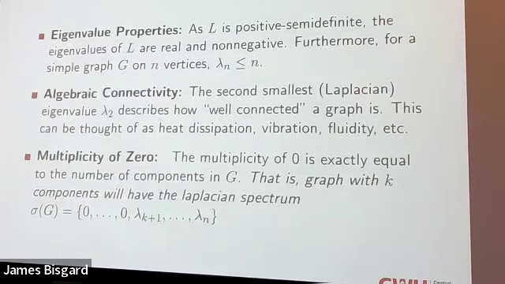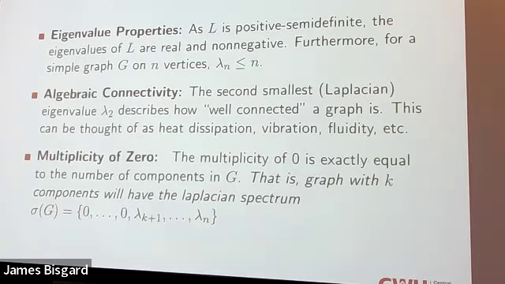Some main ideas that we should cover are some properties of the eigenvalues. Notably, they are real and non-negative, as the Laplacian matrix is positive semi-definite. This makes things pretty nice to work with. Furthermore, if you're working with a simple graph, your eigenvalues are bounded by n from above, where n is the number of vertices. We've also got what is known as the algebraic connectivity. This is a pretty big concept in spectral graph theory. It is a value that describes how well connected a graph is.